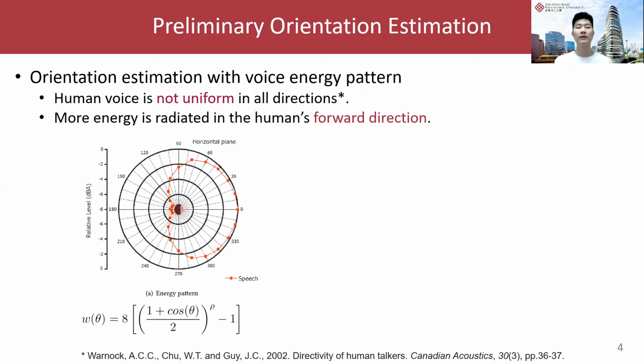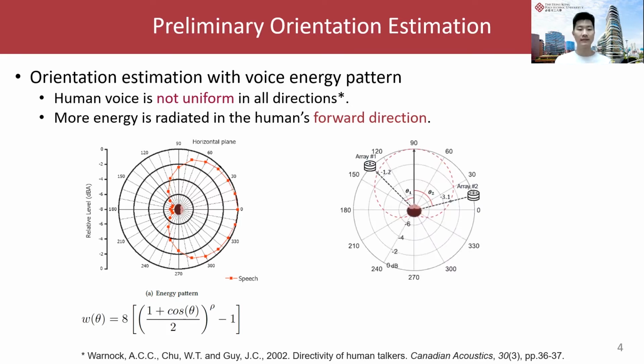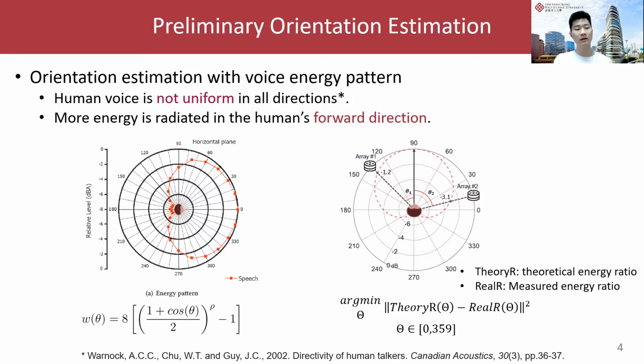The principle behind Hui is the voice radiation pattern. Human voice is not radiated uniformly to all directions, as it is blocked by the mouth and head. More energy is radiated in the human's forward direction. We can formulate this pattern as a mathematical function of direction. In this way, suppose there are two arrays at different directions. We can have a theoretical energy ratio from our theoretical formula and a real energy ratio from our measurements. Thus, we can minimize the loss between the theoretical and the real energy ratio to find the orientation.